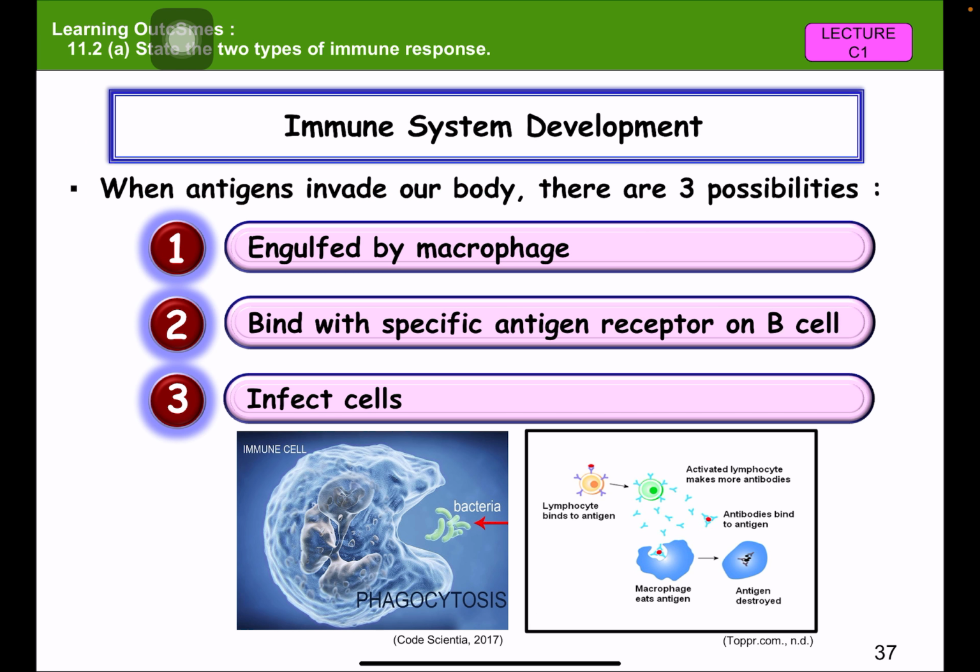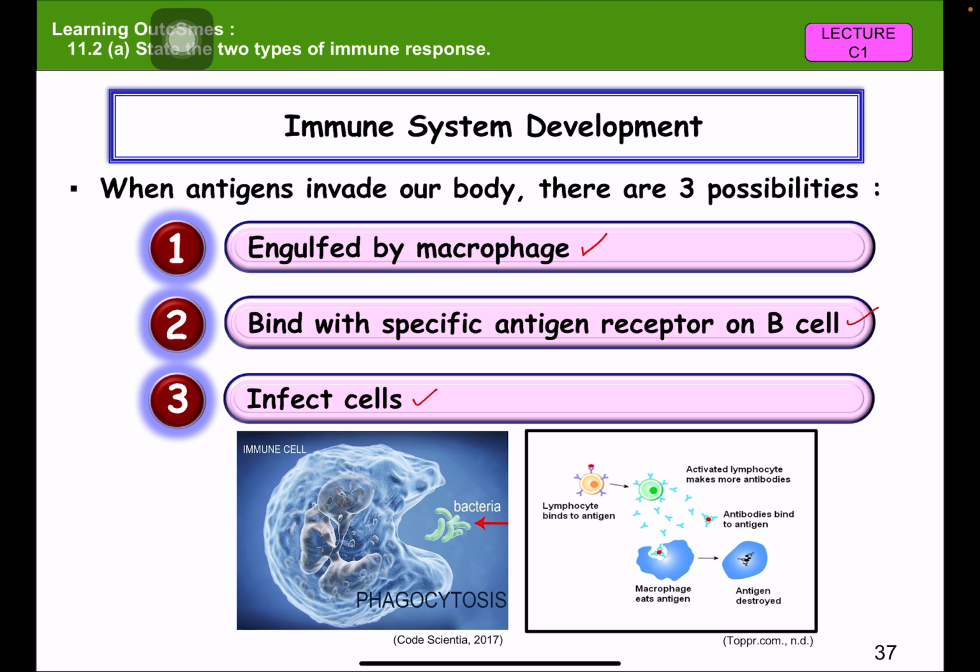Under immune system development, as we know, when an antigen invades our body, there are three possibilities. The first one, the engulfing of the pathogen by the macrophage. The second one, binding with specific antigen receptors on the B cells. And the third one, infecting cells.